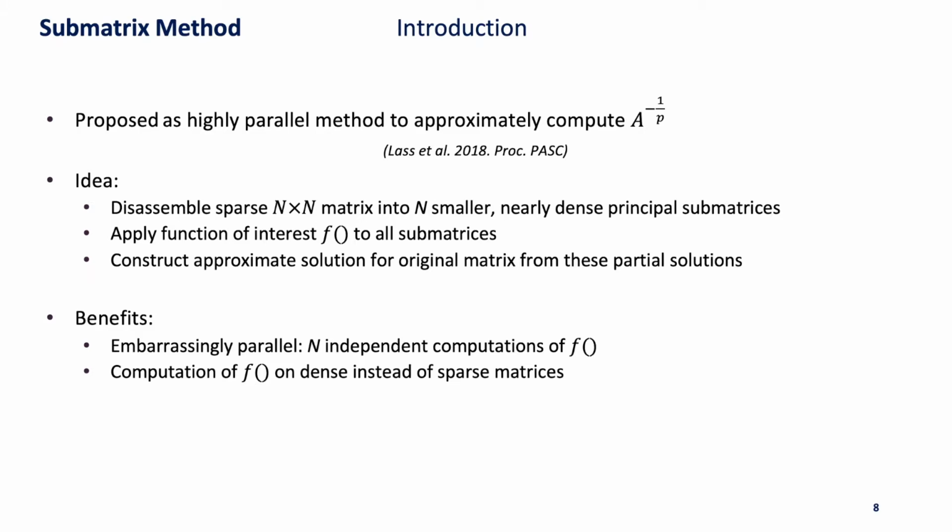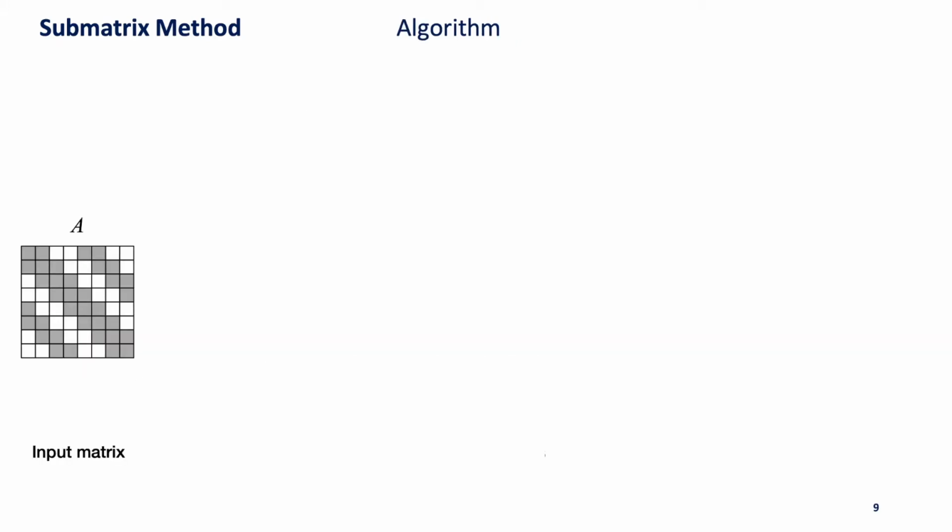And also we have to compute the sign function on dense instead of sparse matrices, which might be a lot easier. Okay, so quickly to explain the submatrix method, we start again with some kind of sparse matrix, and again the dark areas should denote non-zero elements, while the white areas are 0 elements.